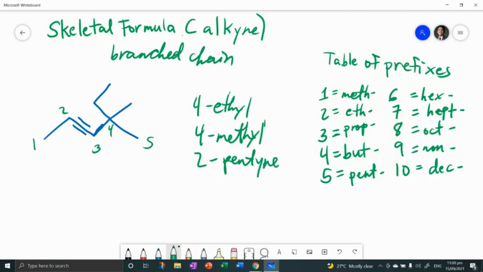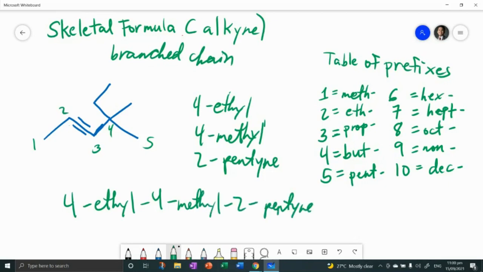So, ang mangyayari sa naming is mauna yung letter E. 4 ethyl, 4 methyl, and then 2 pentyne. So, yun lamang po. Ganun lang kasimple yung kanyang naming, pentyne. So, ayun na po, no?